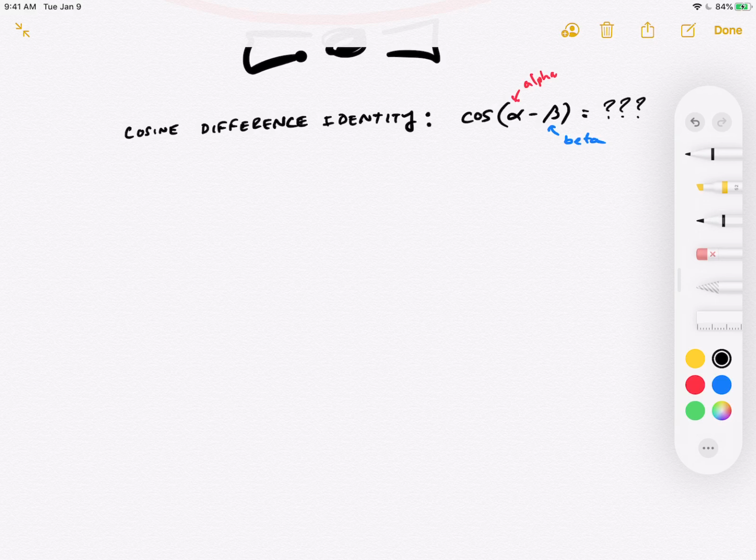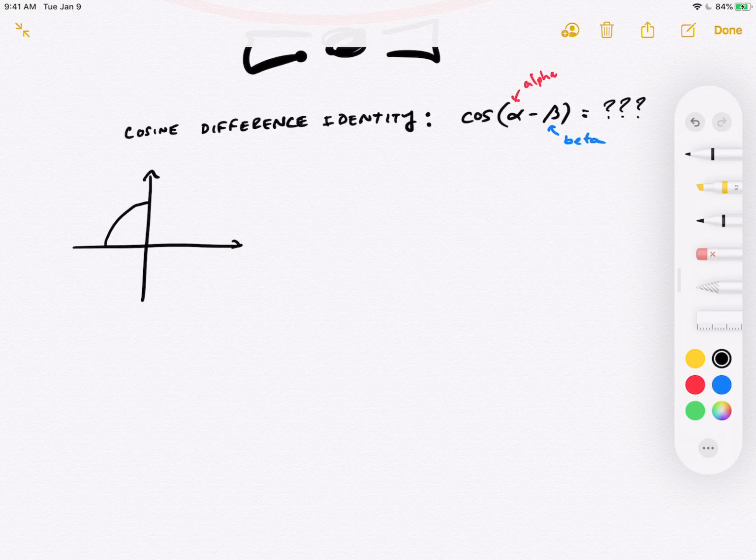So this proof, this derivation is a little bit long, but you should know that the other ones will sort of fall right out from this one, so it's pretty important. So to come up with a way to write cosine of alpha minus beta, I'm going to start with, of all things, a unit circle.